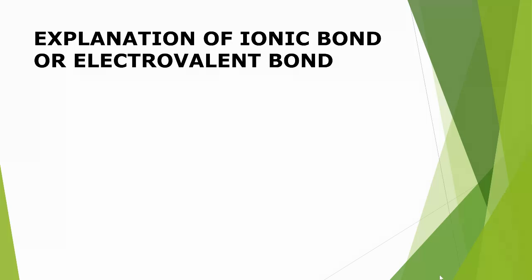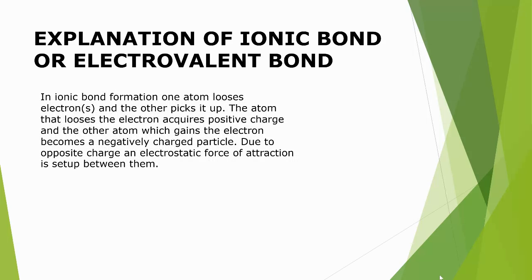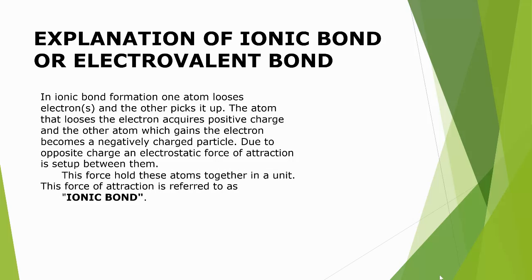Explanation of ionic bond or electrovalent bond. In ionic bond formation, one atom loses electrons and the other picks them up. The atom that loses the electron acquires a positive charge, and the other atom which gains the electron becomes a negatively charged particle. Due to the opposite charges, an electrostatic force of attraction is set up between them. This force holds these atoms together in a unit. This force of attraction is referred to as an ionic bond.